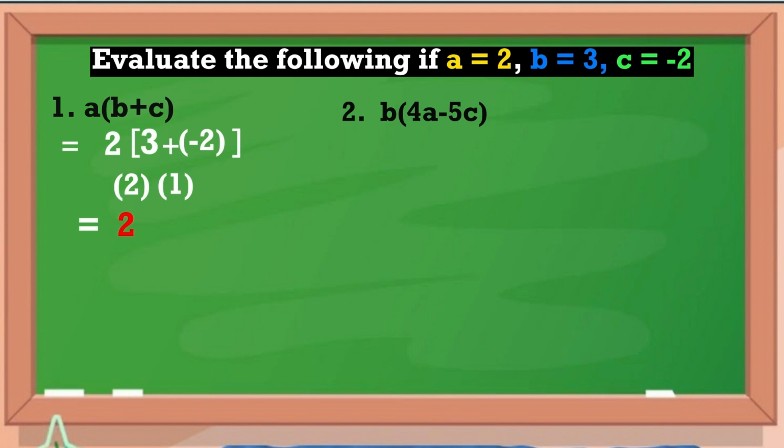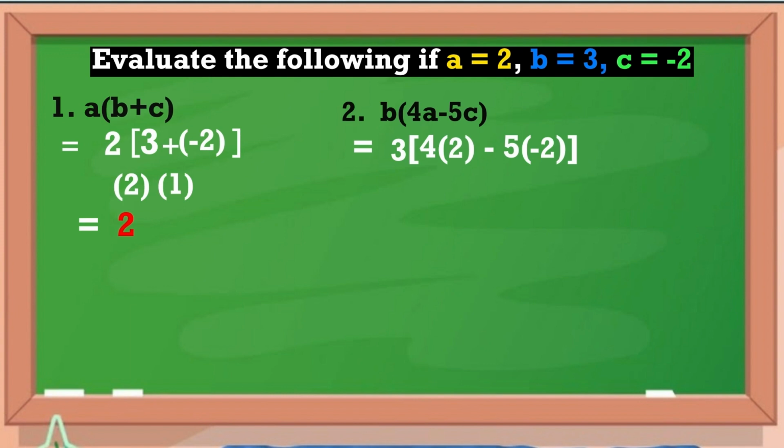The next, number 2. I have here B times the quantity of 4A minus 5C. So, follow the format. Let's substitute first the variables, where B is 3, A for 2, and C for negative 2.